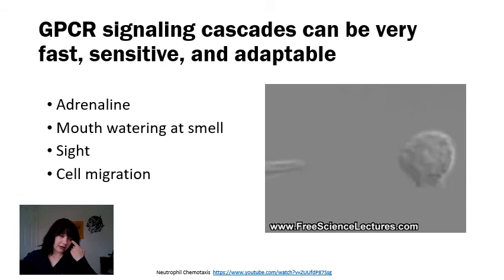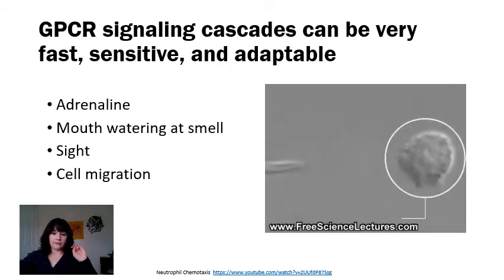GPCR signaling is really great for quick responses. Things, again, we've talked about adrenaline, that's a very fast response. Mouth watering at a smell, that's pretty quick. Vision, cell migration, these are all mediated by GPCRs. Here we have a cool video that demonstrates how fast GPCRs can work. In this video, they release a signaling molecule from the end of this pipette. And you can see that it is an attractive molecule, and the cell will migrate towards it.